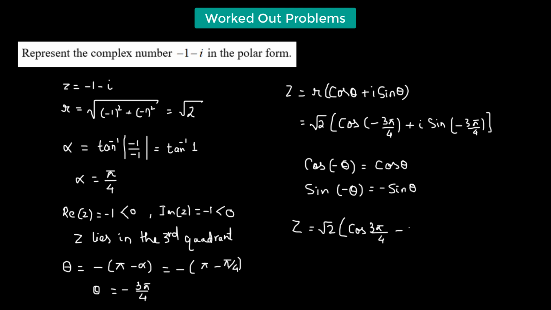We'll have negative i sine 3 pi over 4. So this is going to be the required polar form of the given complex number. Let's move on to the next question.